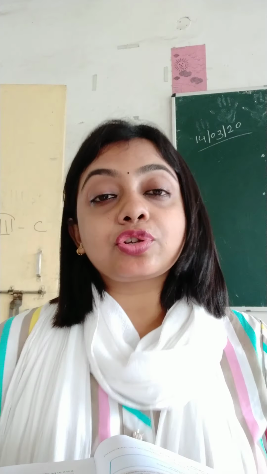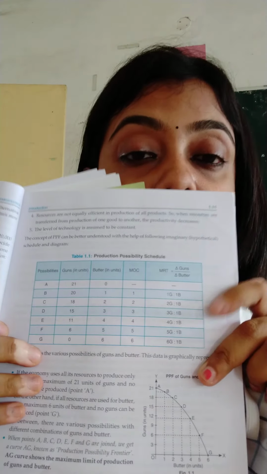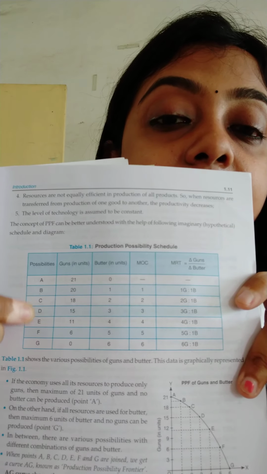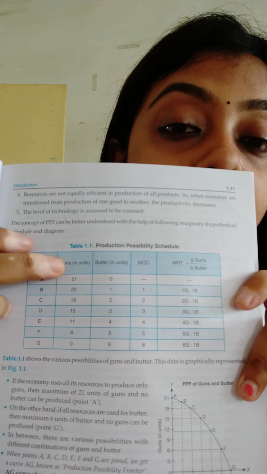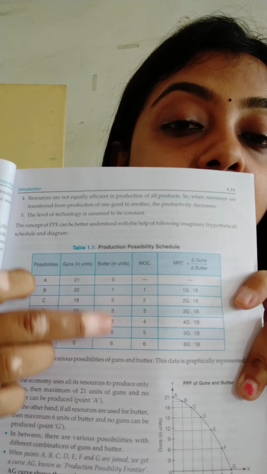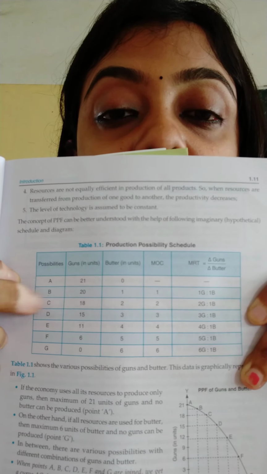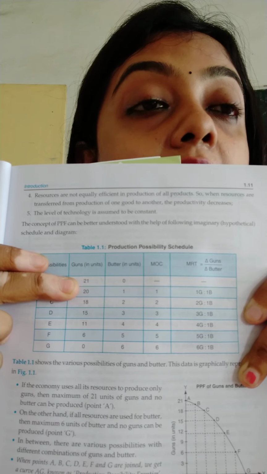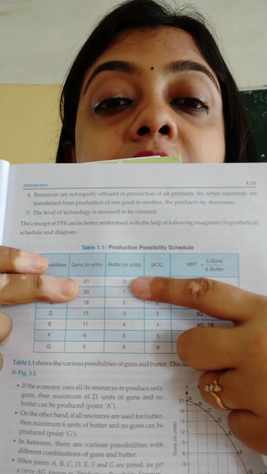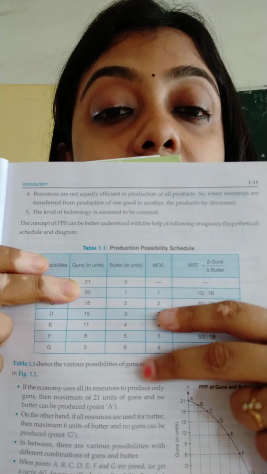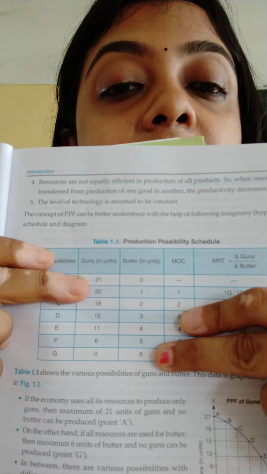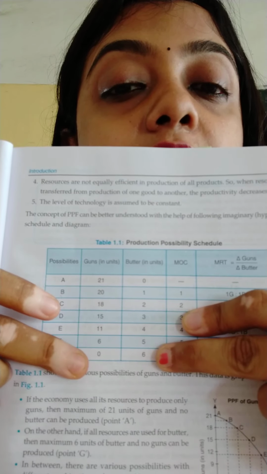Now I will show you the production possibility schedule. See, these are the combinations. A, B, C, D, E, F, G are the combinations. This is the production of guns, this is the production of butter. So just check one thing. If all the resources in the economy are used in the production of guns, the butter being produced is 0. Now see the last digit. If all the resources in the economy are used in the production of butter, the production of guns is 0.